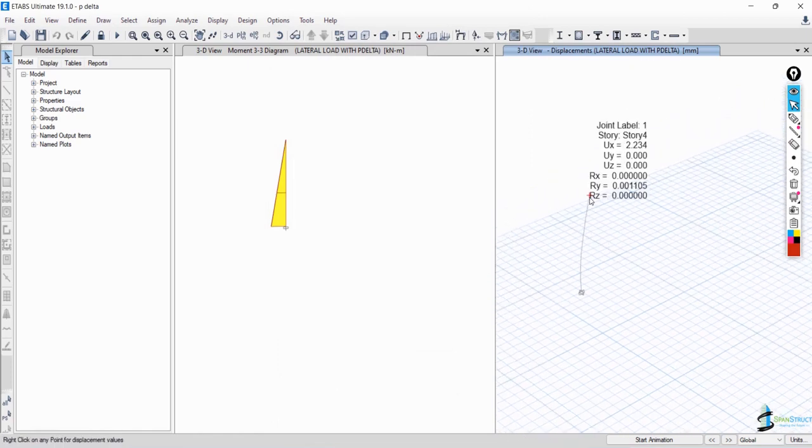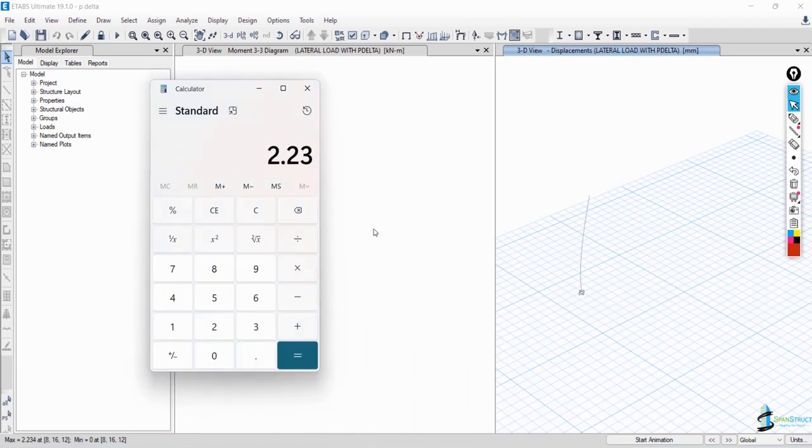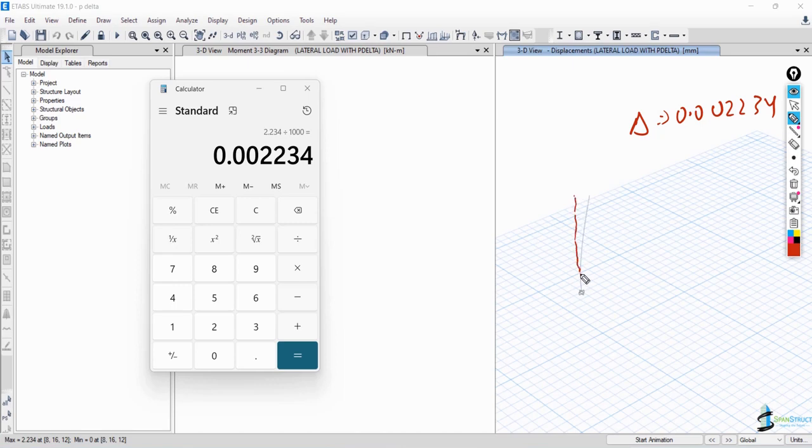We are looking at the deformation in the x direction, Ux, and this is 2.234. You divide it by 1000 to convert into meters, so you will get the displacement, that is delta, 0.002234. Now we got the delta here. Initially our column was somewhere here, and when we applied a lateral load it got deflected and went somewhere here, and we found a delta. You already know that a P is there, and P is exactly 50 kilonewton.